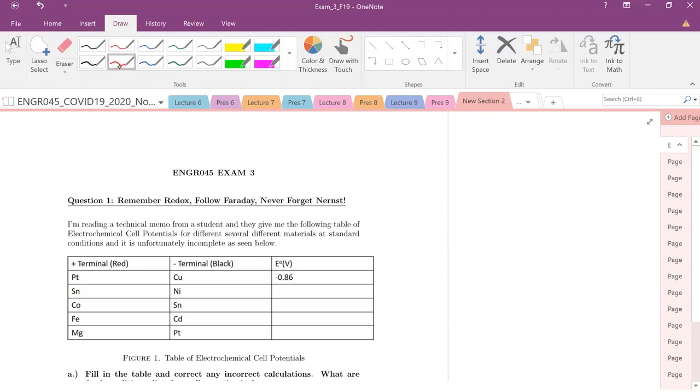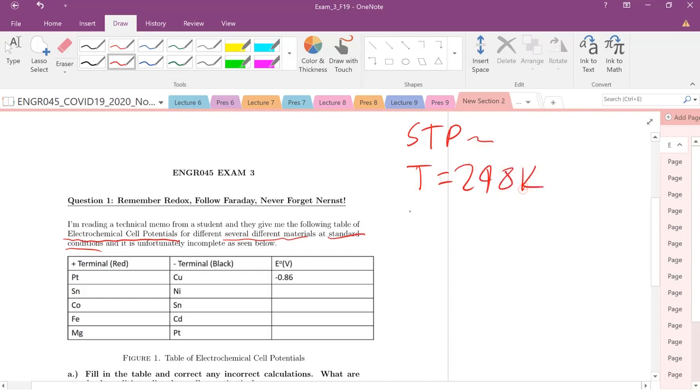So let's read the problem. I'm reading a technical memo from a student. They give me the following table of electrochemical cell potentials for several different materials at standard conditions, and it is incomplete as seen below. So if we are at standard temperature and pressure, or standard conditions, what does that mean? Well, we know that our temperature is room temperature, 298 K. We know our pressure is 1 atm.